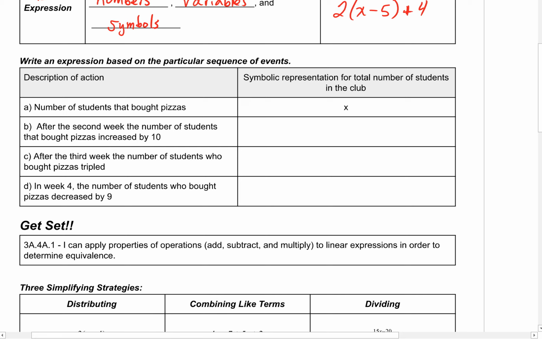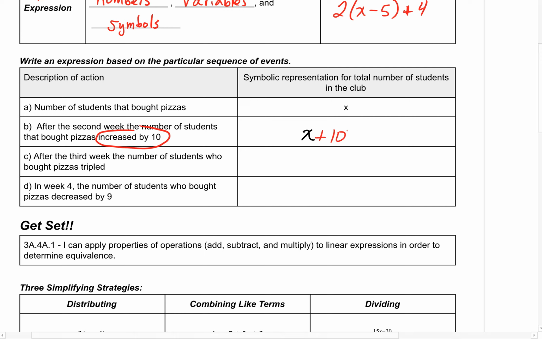And letter A, the description of this action, it says the number of students that bought pizzas. So we'd have x. Well, it says after the second week for B here, the number of students that bought pizzas increased by 10. So, of course, what we're going to do is we'll have the number of students that we had before, that's x, but the increase by 10 is going to tell us that we'll have a plus 10. That's all we have to do.